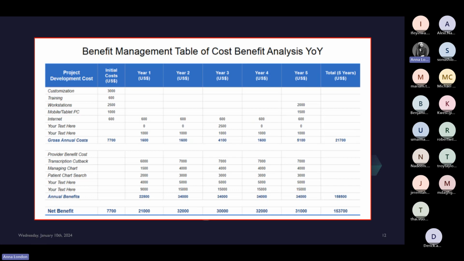And then we look at it from the gross annual cost: initial, year 1, year 2, year 3, et cetera. Is it scalable also? And a variety of things. So provider benefit, transcription cutback, managing charts, all these things. So this is setting up, like I said, a small doctor's office for context, as an example. Those are some things you could look at.